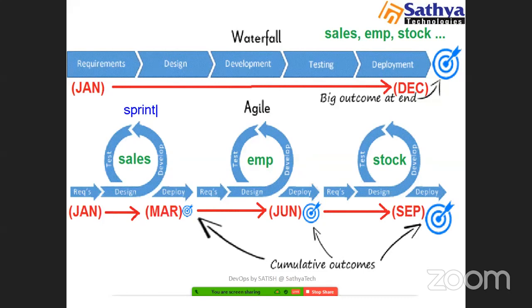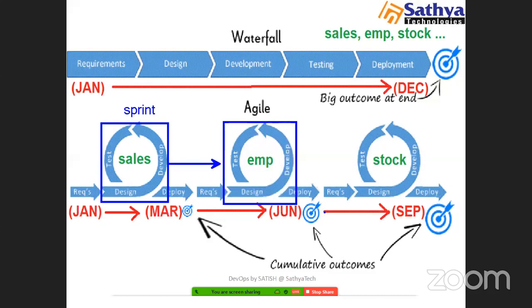It is sprint. So once the first sprint is done, we can go with the next sprint. Here you can focus on the employee module, then the stock module. Like in the agile model, you can work on one sprint at a time.